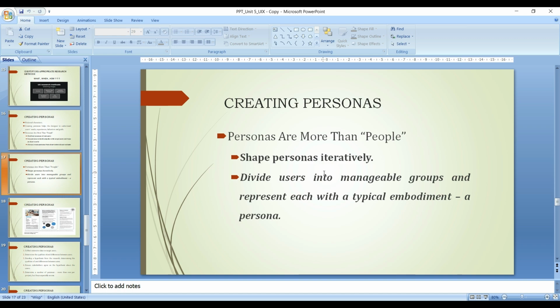And divide the users into manageable groups and represent each with a typical embodiment. That is called a persona. So you have to create a specific client, or a specific fan, for your persona. On reading your persona itself, they have to decide that this particular person should come and attend this interview, or that we have to meet them without fail because their resume is too good. Like that they should think. That's what is called the creation of a successful user persona.